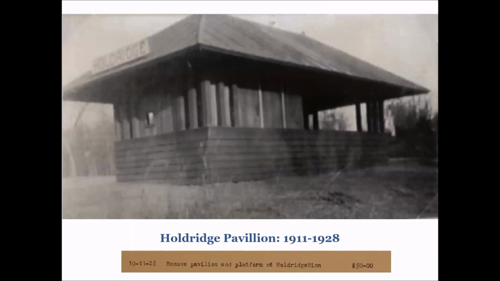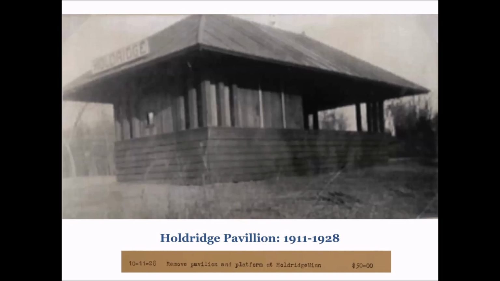Now, here's the really interesting thing about the name. By 1911, our current depot, which was built in 1906, is standing and is in use. And you can't have two stops on the railroad line with the same name, because that would be very confusing. So the current depot was labeled as the Wayzata Depot, and so this second depot, which previously had been known as the Wayzata Depot, had to take on a new name once this new platform was built. So this is known as the Holdridge Pavilion.